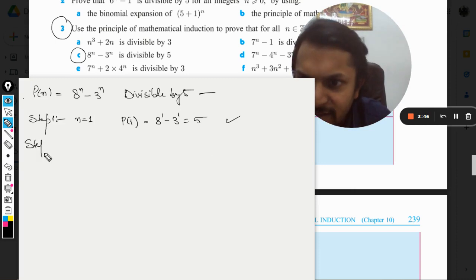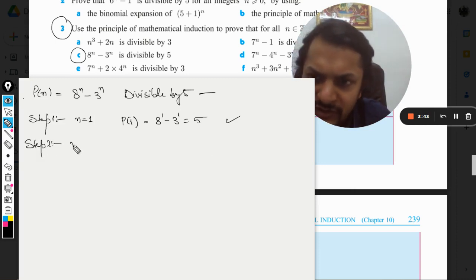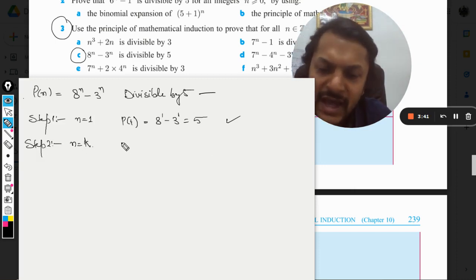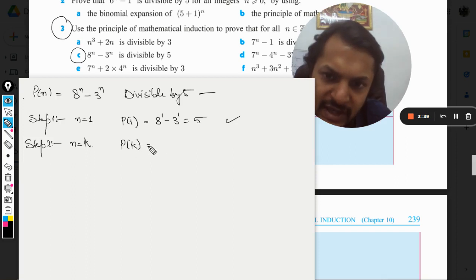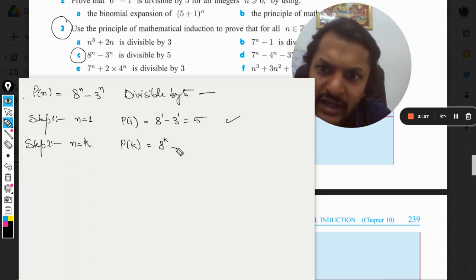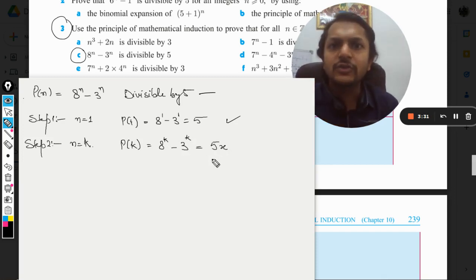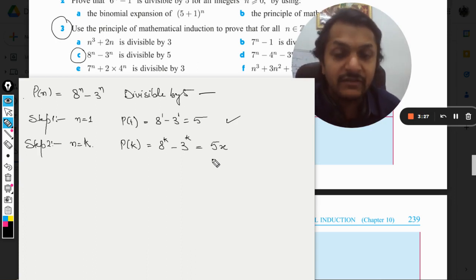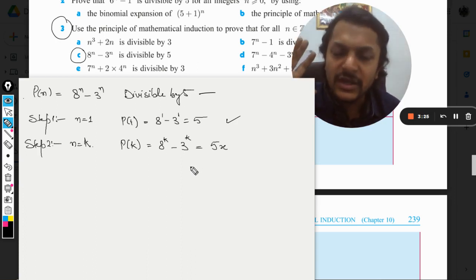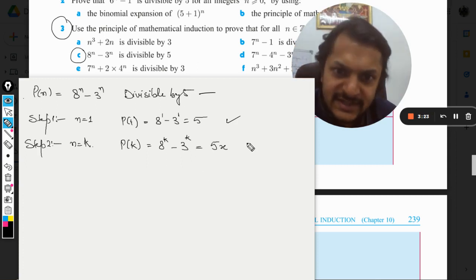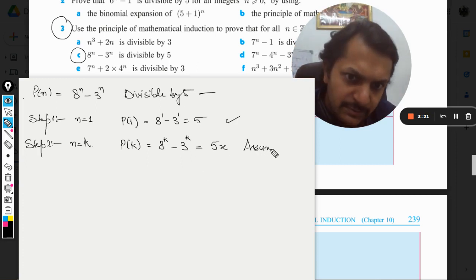Now it is the time for the assumption. So we assume that P of k, that is 8 raised to power k minus 3 raised to power k, is divisible by 5. So I am going to assume it to be 5x, because 5x is divisible by 5 anyways, no? Whatever be the value of x, okay? So we don't care. So this is a typical assumption that I am making.